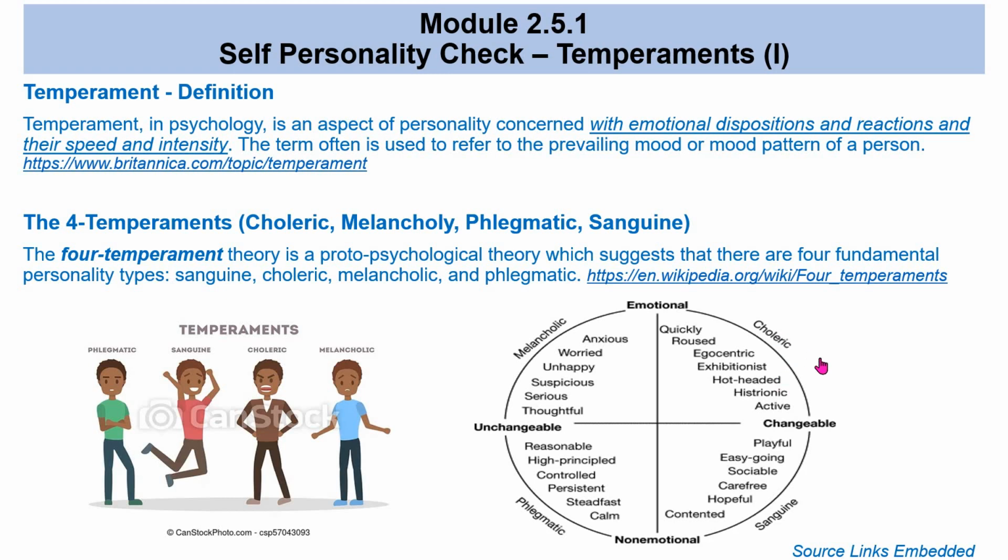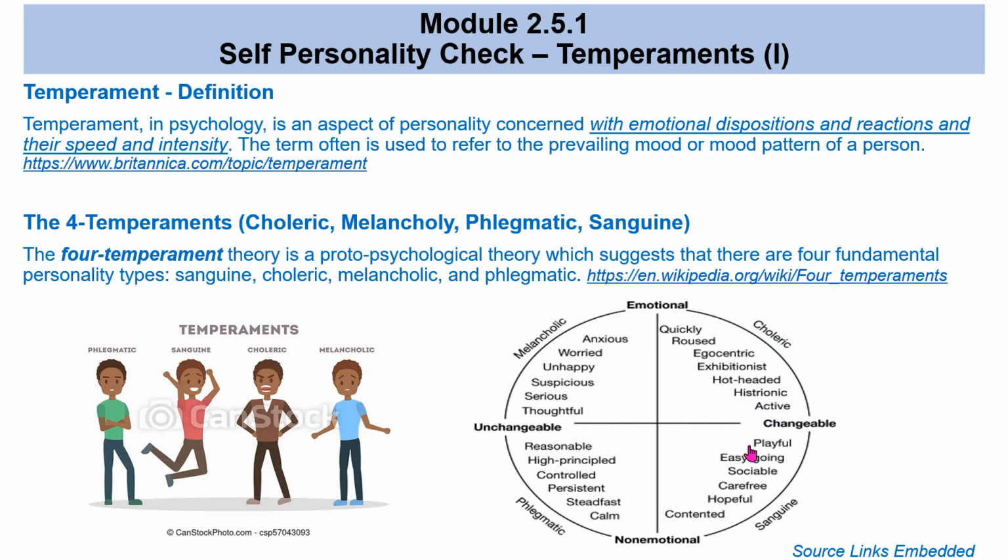So if you look at choleric, these people become quickly emotional, they are easily aroused, egocentric, more like exhibitionists, hot-headed, and they are very active. This is more like the dominant personality in the DISC personality.